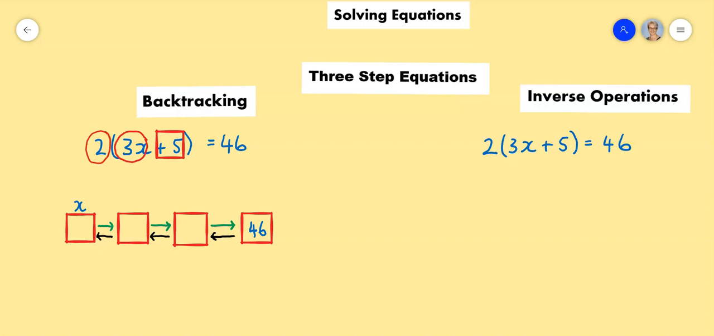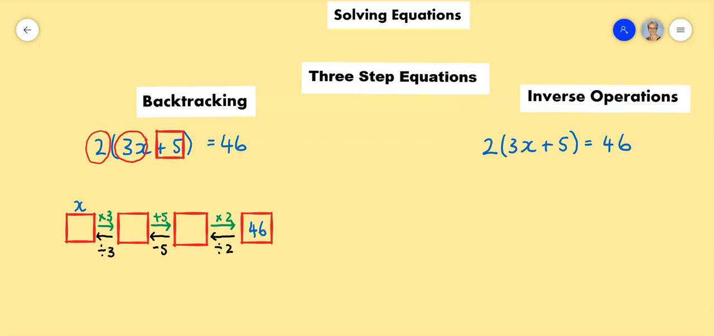So on our flow chart, we're going to have times 3 first, then plus 5, then times 2 again. And the answer is 46. So when I backtrack, the first thing I need to do is divide by 2. Then I minus 5. Then I divide by 3. So let's do that now and see if we can get our answer.